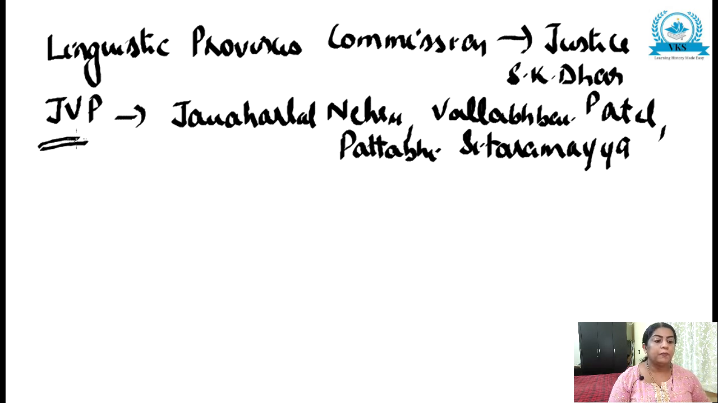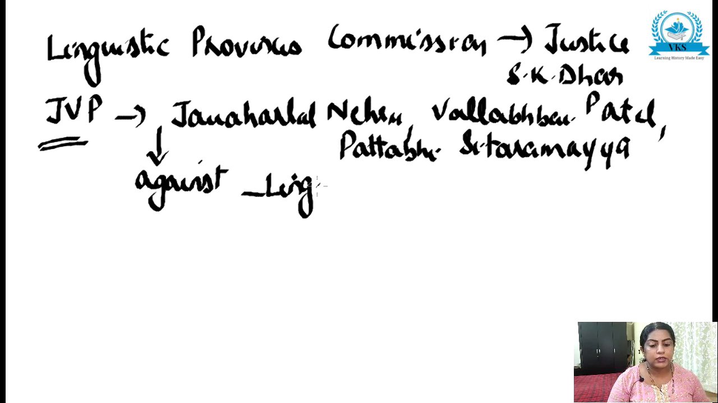This committee advised against the creation of linguistic states for the time being, because they thought that it may threaten the national unity. So this committee was against the creation of linguistic states. Why? Because they feared that if people are divided based on languages, it may affect the national unity. That is the reason why the JVP committee was against the creation of linguistic states, for the time being.